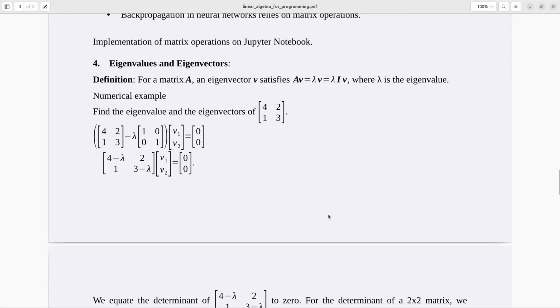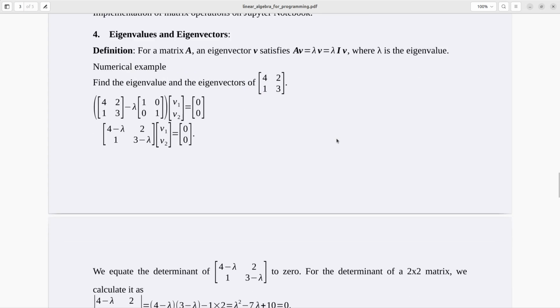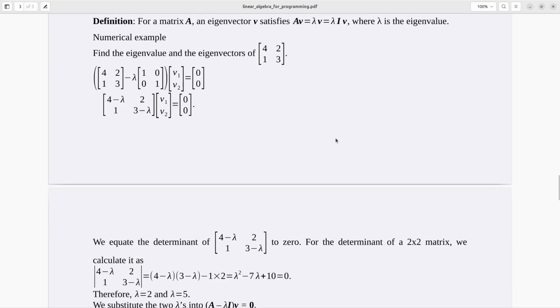Now let us talk about eigenvalues and eigenvectors. So what does it mean by these two terms? So for a matrix A, an eigenvector V can satisfy this relationship: A times V equals lambda times V equals lambda times I times V. So lambda here is a scalar quantity called the eigenvalue, and V here will become the eigenvector. So an eigenvalue lambda would correspond to a separate eigenvector V. So this is a bit abstract. Let us use a numerical example.